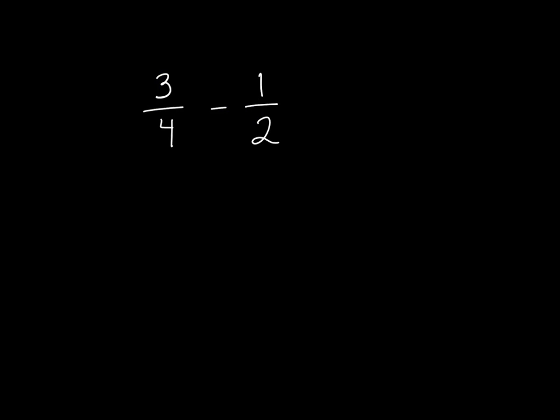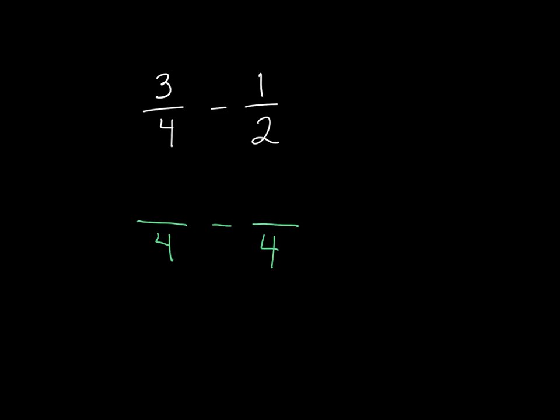Just like with adding fractions, we cannot subtract fractions unless the denominators are the same. So our first step is to get a common denominator. So look at your denominators. We have a 4 and a 2. And the smallest number that 4 and 2 will both go into is 4. Now your common denominator can never be any larger than your largest denominator, but it could be the largest denominator.